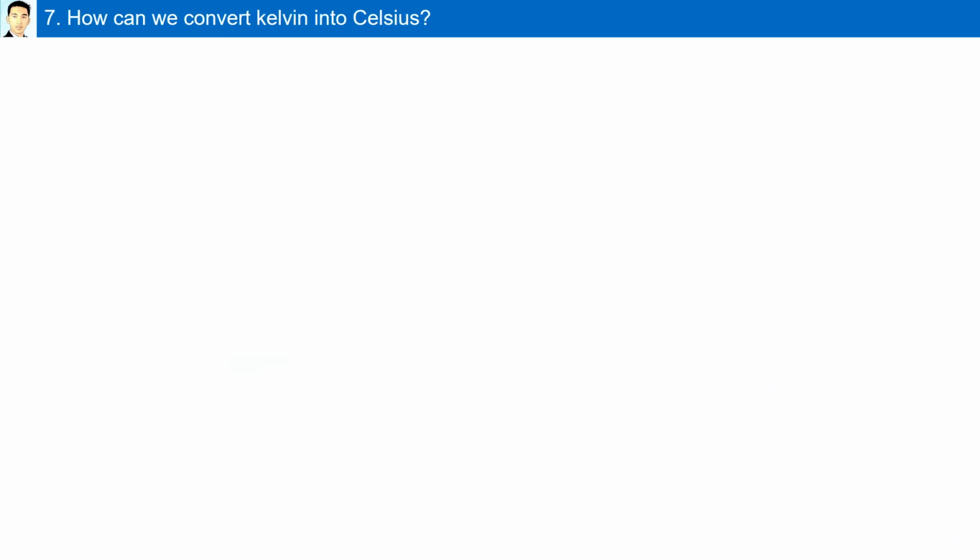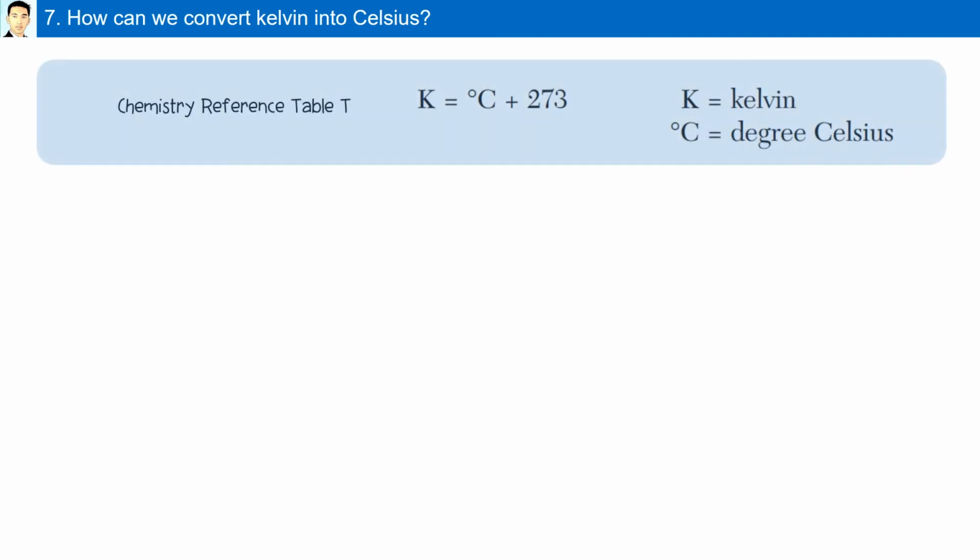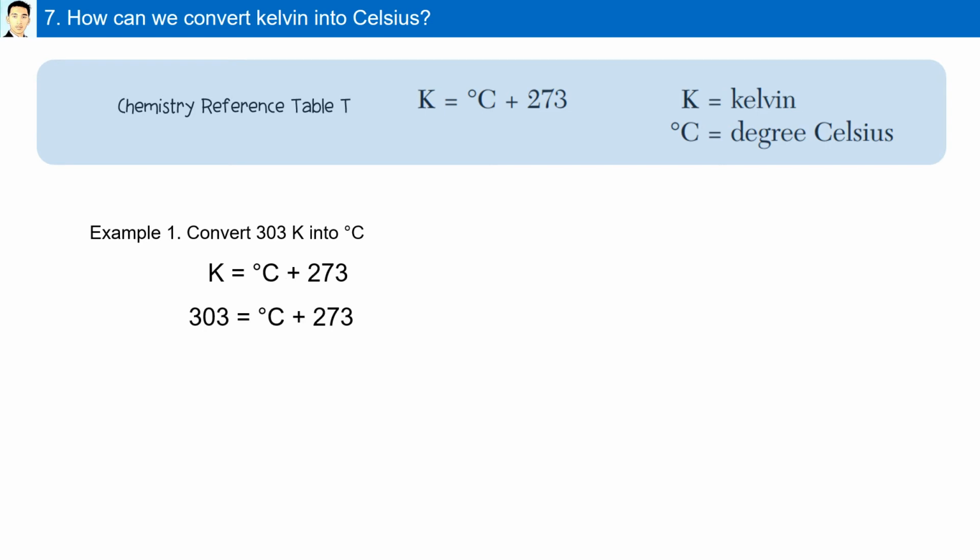How can we convert Kelvin into Celsius? Using the same formula from reference table T. Example 1, convert 303 kelvins into degrees Celsius. Substituting into our formula, 303 kelvins is equal to degrees Celsius plus 273. Here we subtract 273 from both sides and our answer is 30 degrees Celsius.